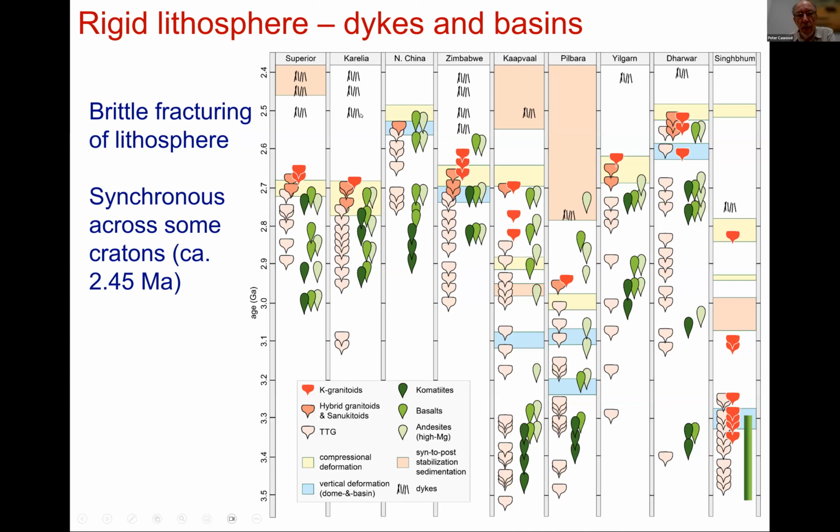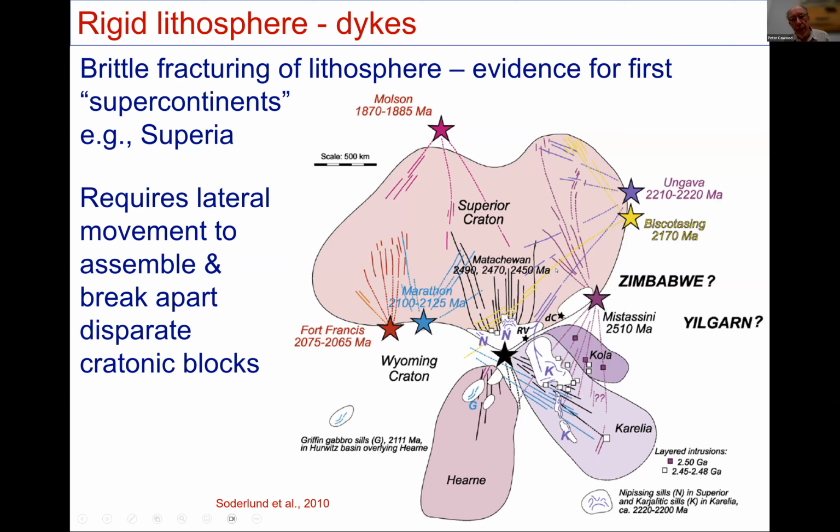So that's important. Okay, so we have brittle fracturing of the lithosphere. So that's evidence that we probably were dispersing continental blocks to produce those brittle fractures. And more importantly, people have argued that some of these dike systems can be correlated between cratons. Now, the cratons themselves have different geological histories.